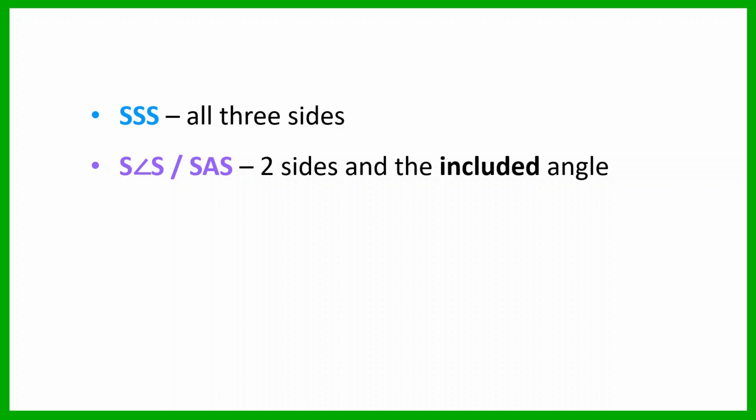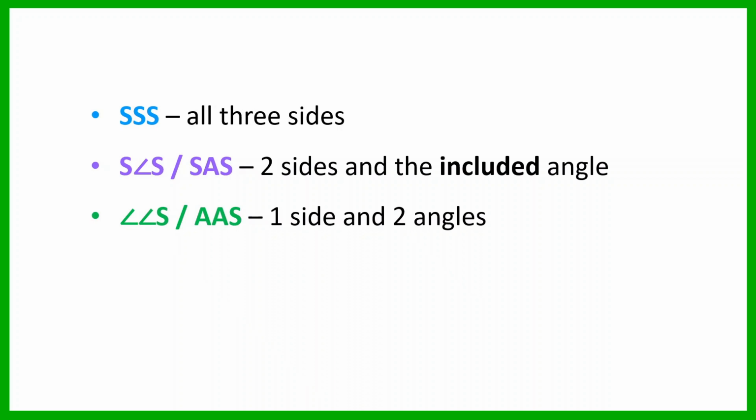That's where two pairs of sides in the two triangles are the same, and the included angle is the same as well. Remember, the included angle is the angle between the two sides. Or angle, angle, side. So we have one side and two angles. Or it can be angle, side, angle as well. One side and two angles in a different order.